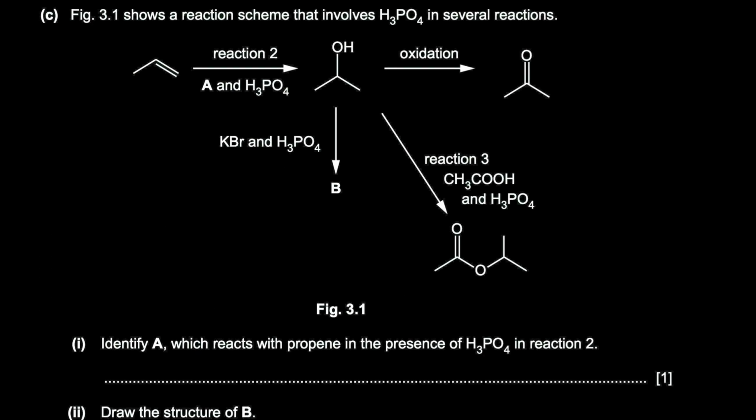Part C says figure 3.1 shows a reaction scheme that involves phosphoric acid in several reactions. Identify A, which reacts with propene in the presence of phosphoric acid in reaction 2. In reaction 2, propene is being converted to propan-2-ol. So what would the reagent be for this reaction? Phosphoric acid is the catalyst.